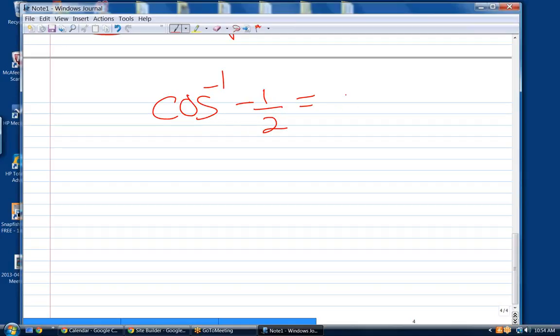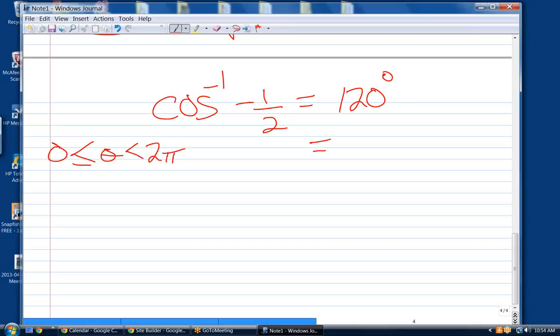So what is this? Negative 1/2. Let's see. 120. Exactly. In other words, we're looking for that 60-degree angle in the second quadrant, which is the same as a 120-degree angle. Now, if the problem said this, theta is in the unit circle, what's the other answer besides 120?